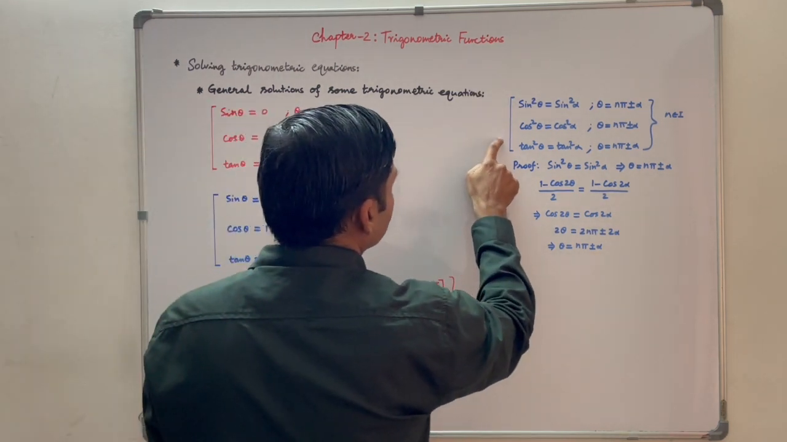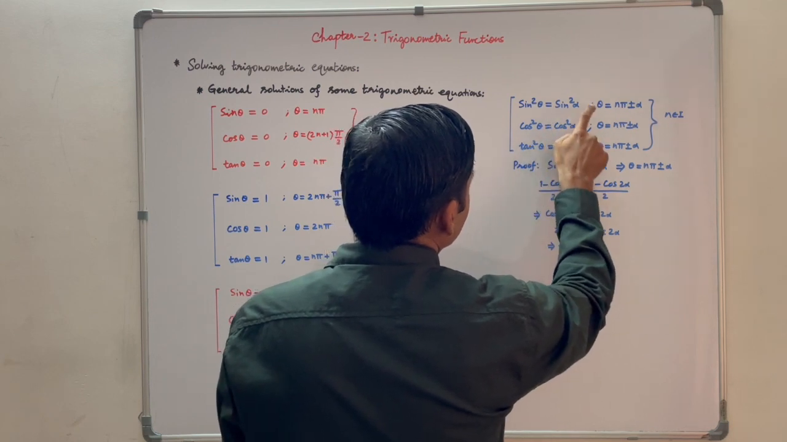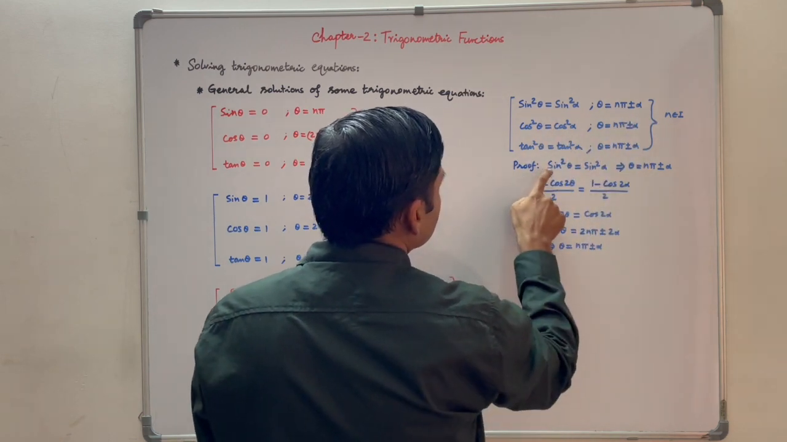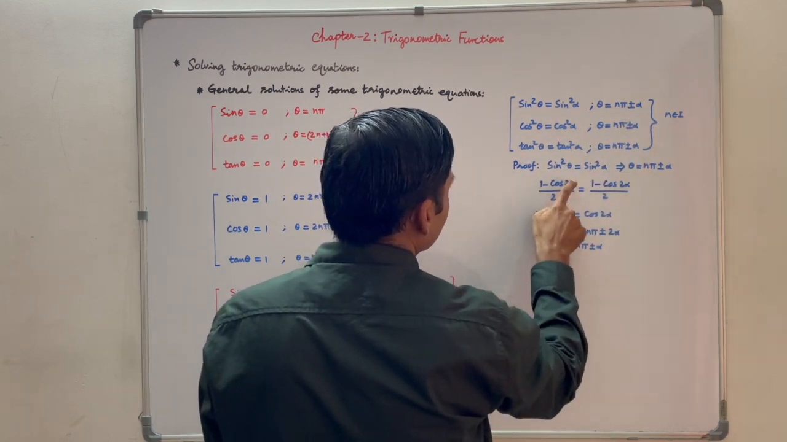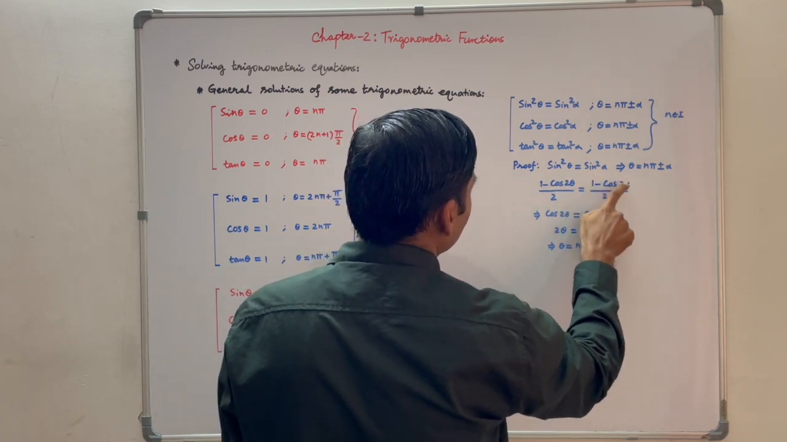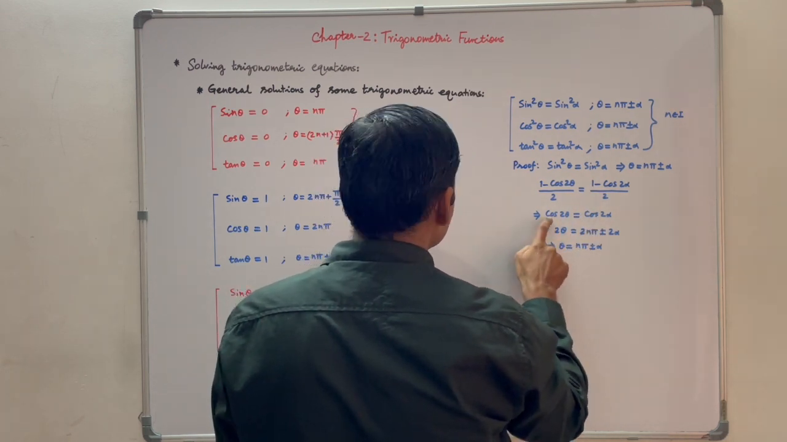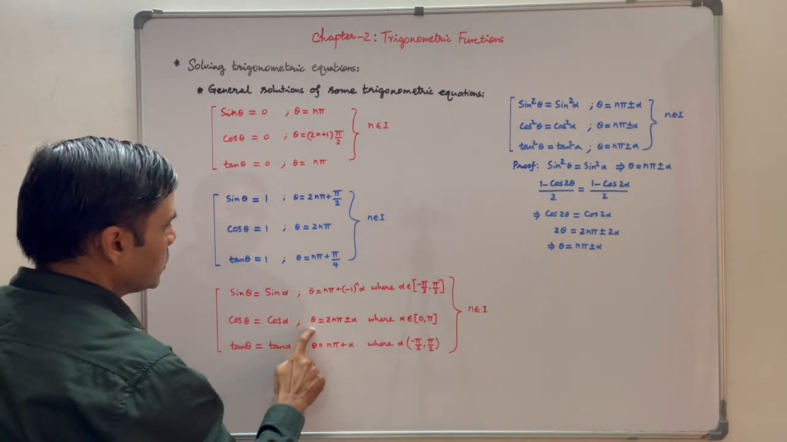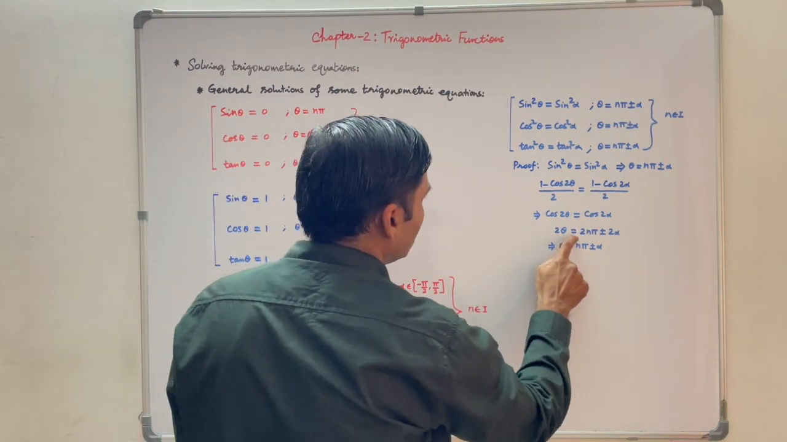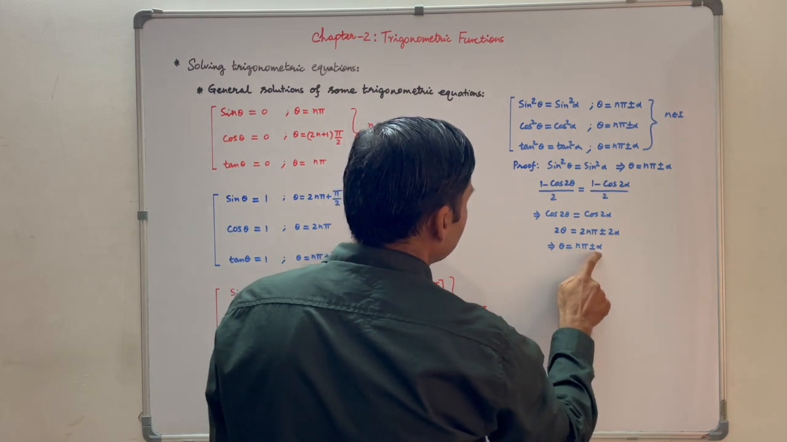Let us understand this one. Sin square theta is equal to sin square alpha. That means general solution is theta is equal to n pi plus minus alpha. Let us prove this. Sin square theta can be written as (1 minus cos 2 theta) upon 2. Similarly, sin square alpha can be written as (1 minus cos 2 alpha) upon 2. That means cos 2 theta is equal to cos 2 alpha. This matches with this. So general solution is 2 theta is equal to 2n pi plus minus 2 alpha. So theta is equal to n pi plus minus alpha.